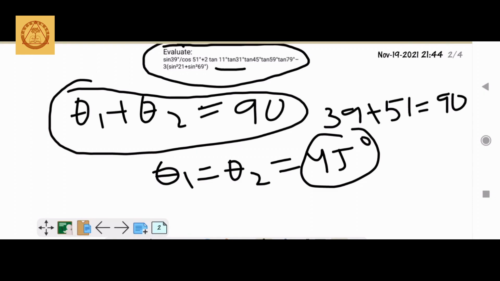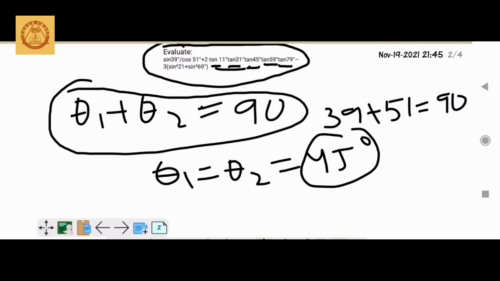Now in the second one, that is tan 11, tan 31, tan 45, tan 59, tan 79, we can see properly that 11 plus 79 is equal to 90, so here we can put tan 45. 31 plus 59 is equal to 90, so here also we can put 45 degrees. It's already given in this area as tan 45, so we can put the value of tan 45.